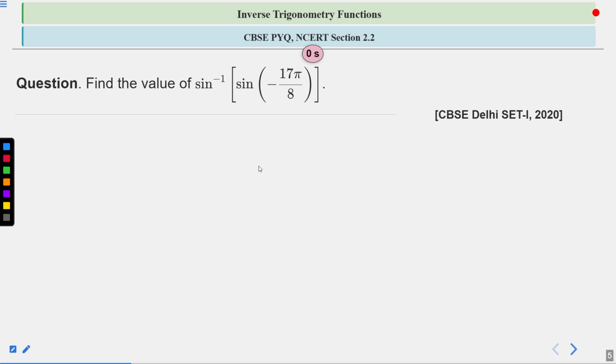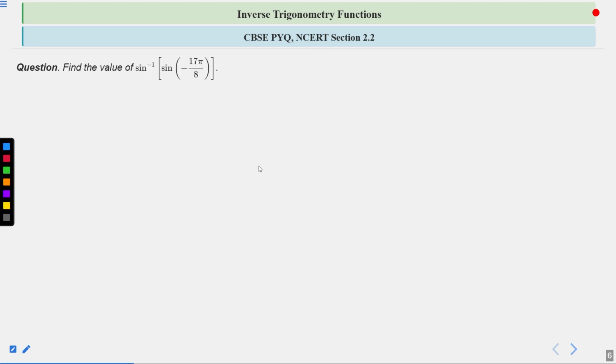Okay, let us move to the solution part. The question says find the value of sine inverse sine of minus 17 pi by 8. We have to basically find the value of sine inverse sine of minus 17 pi by 8. So the correct answer will be minus pi by 8. Let us see the solution part.